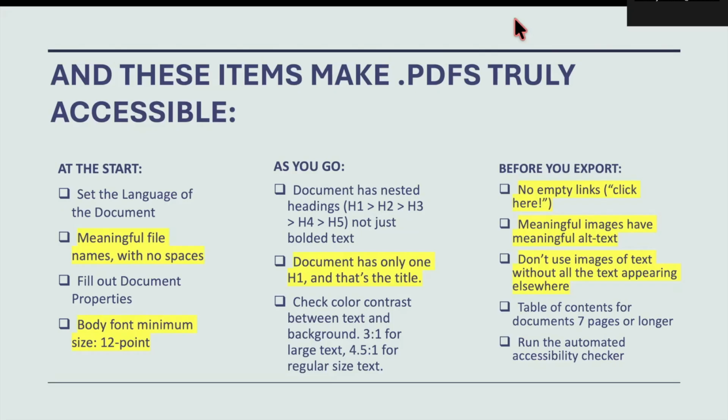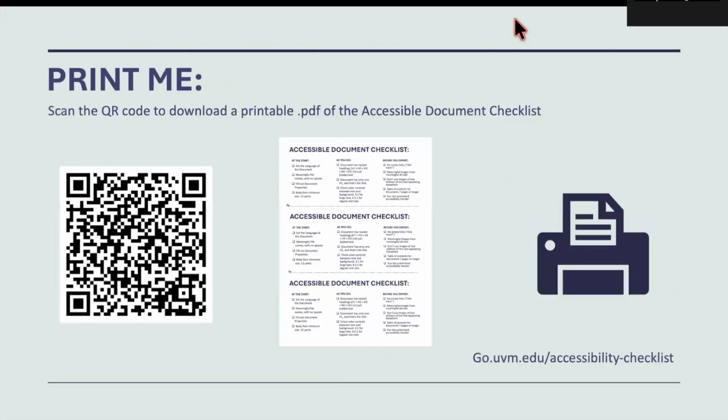Empty links are links where you can't tell where you're going just from the format of the link. The classic example is click here, click here, click here. You can't tell where you're clicking away to. You're going to make sure that meaningful images have meaningful alt text. We're going to talk a little bit more about meaningful versus decorative images. And you're not going to use images of text without all of the text, every single letter appearing elsewhere. So those two classes are the things that make up our accessible document checklist.